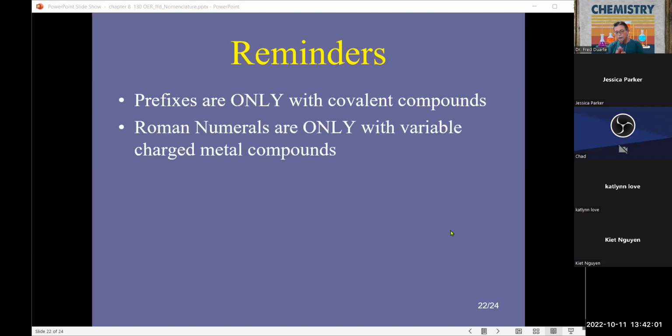All right, so a few reminders: prefixes only for covalent compounds, okay? Roman numerals only for those metals that have a variable oxidation number. And so there's 16. And a question.